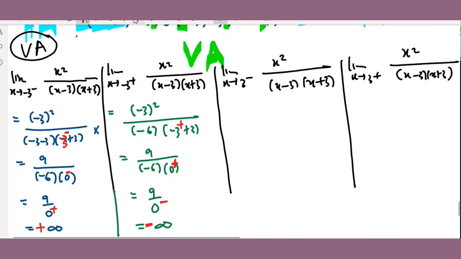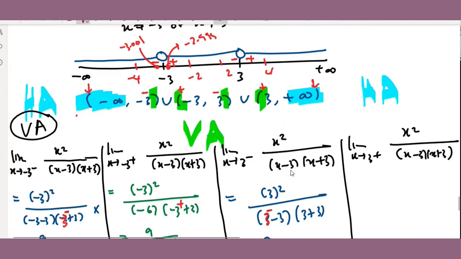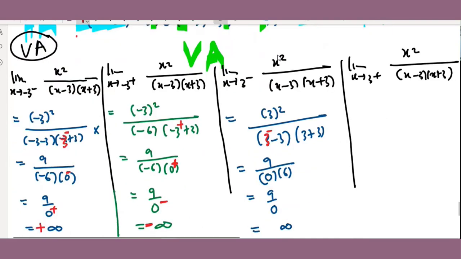Try this one. Substitute 3: 9 over (3 minus 3)(3 plus 3), which is 9 over 0 times 6, so 9 over 0, infinity. For 3 from the left, take 2.999, which is less than 3. The signs are positive, negative, positive, so this is negative.